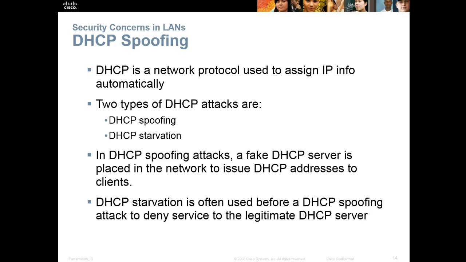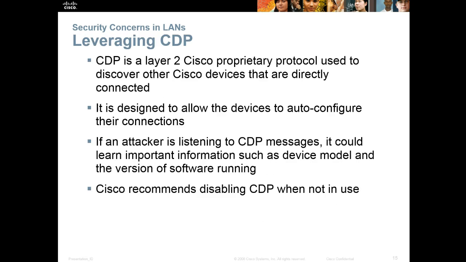Other security concerns, and this is a bit of review: DHCP spoofing and starvation, fake DHCP servers, and or using spoofing to deny service to a legitimate DHCP server. All right? Those are some of the security concerns on a router, but they can also happen on a switch.